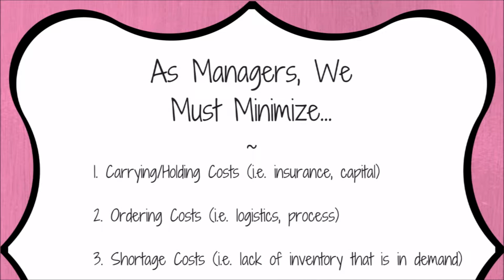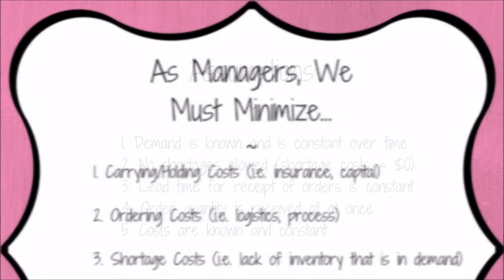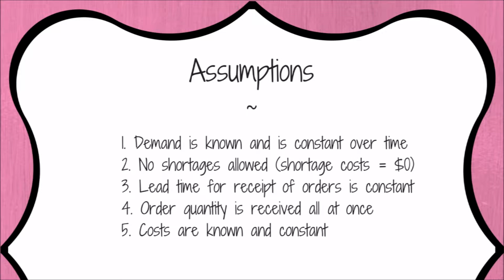As managers, we must focus on minimizing three kinds of costs regarding inventory. The first is carrying or holding costs, which involve things like insurance and capital. The second is the ordering costs, which involve logistics in the process itself. And lastly, we have to minimize the shortage costs, which means that we cannot lack inventory that is in high demand. With the EOQ model comes 5 assumptions.